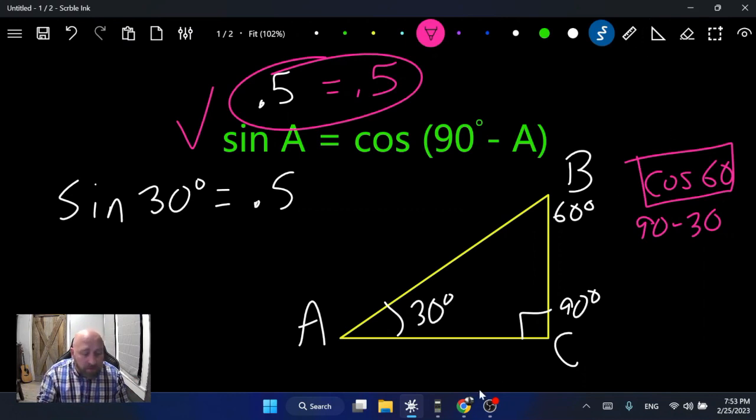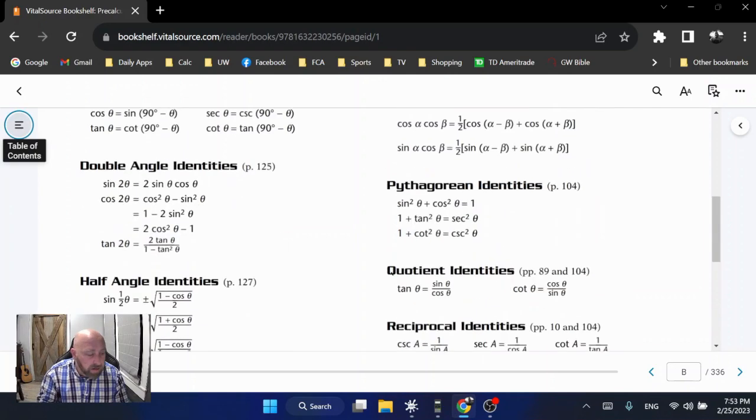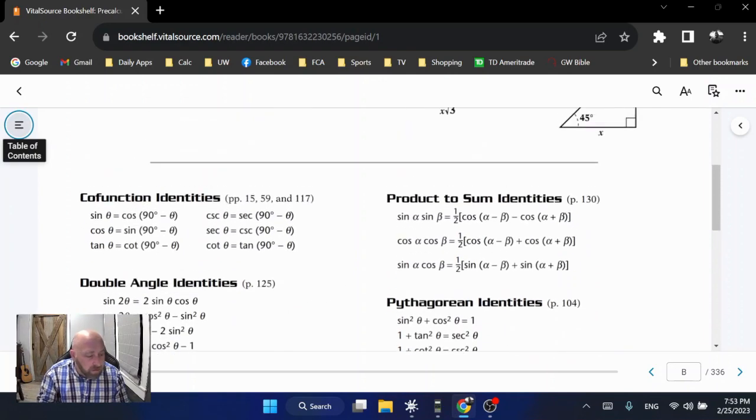Let's jump back over here to this page that I had up, and I can show you right here it's cofunction identities. So if we have the sine of theta equals cosine of 90 minus theta, there it is. That's what's called an identity. An identity is something that is always true. It's like 5 equals 5. What you'll find out is that as we get into trig and pre-calculus, we're going to need those identities to solve equations and all kinds of other things that we get into in those classes.